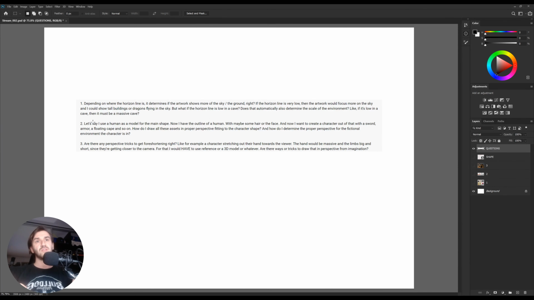So let's say I use a human as a model for the main shape. Now I have the outline of a human with maybe some hair on the face, and now I want to create a character out of that with a sword, armor, floating cape, and so on. How do I draw all the assets in the proper perspective, fit into the character shape? Basically, this will get covered while we will be drawing some figures. But the long story short is, if you draw a box, you need to just imagine how the things overlay on top of it.